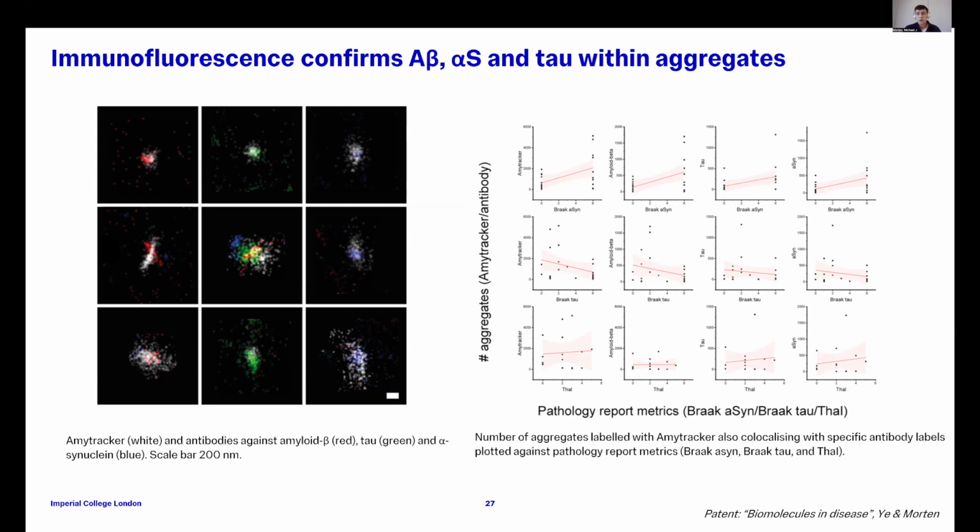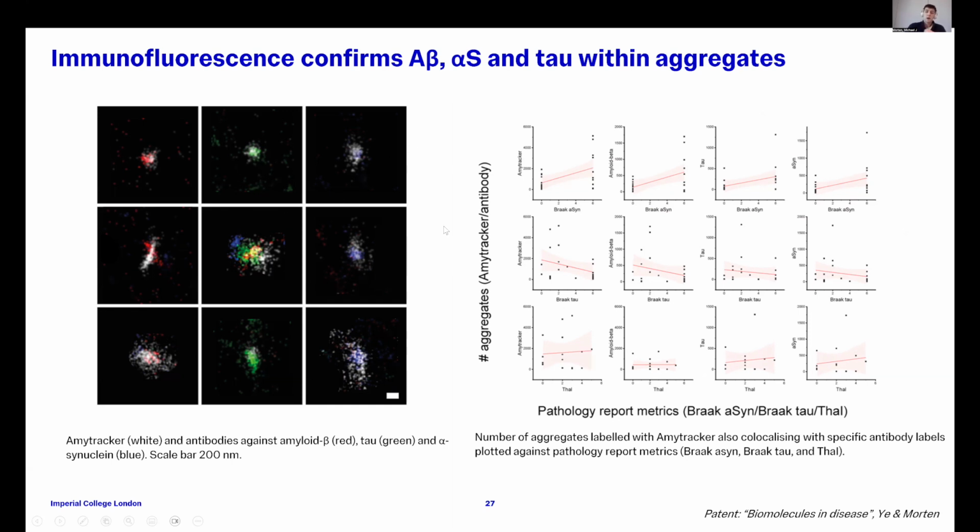But it's not the only interesting feature of these aggregates. And composition of aggregates is also very important. So we've started to use immunofluorescence to tag the different aggregates, just to confirm that they are actually the aggregates that we're interested in, and what we're seeing is real. So we have this sort of joint labeling using Amytracker, as well as the different antibodies. Here we're showing amyloid beta in red, and tau in green, and alpha-synuclein in blue.